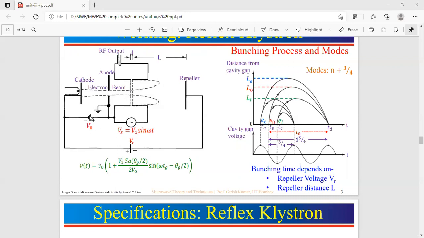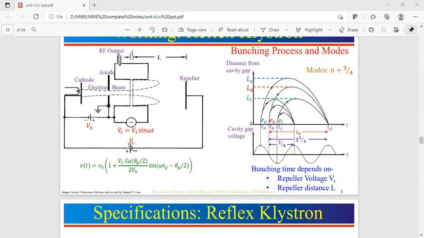So what are the voltages required? We require the beam voltage and the repeller voltage. What is the applied beam voltage? It should be 200 to 400 volts. What is the repeller voltage? Minus 21 volts to minus 210 volts repeller voltage is required.